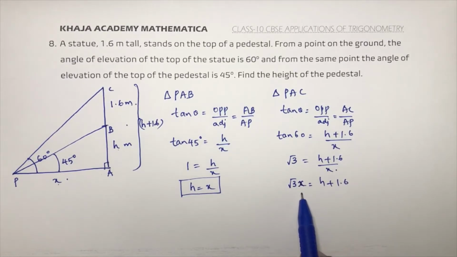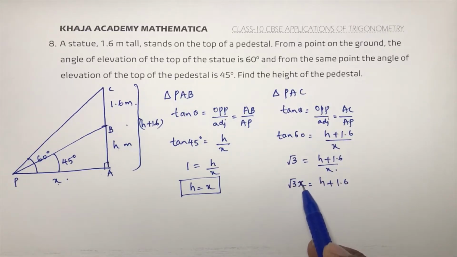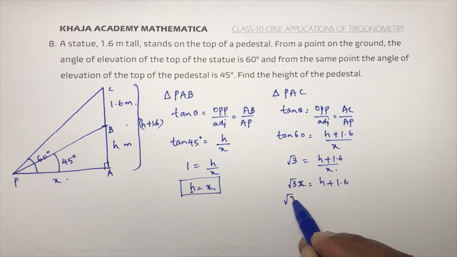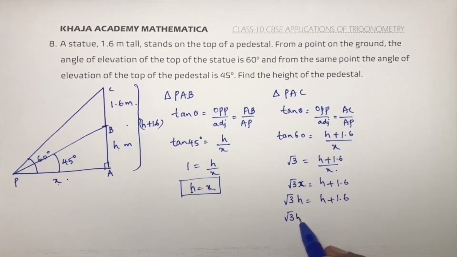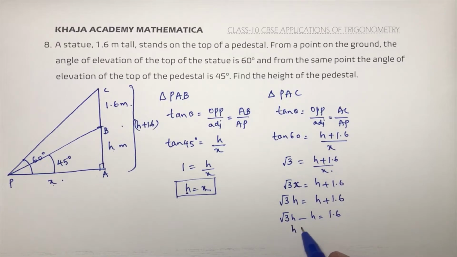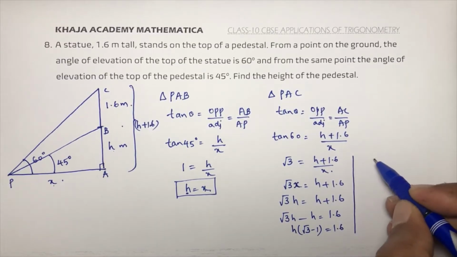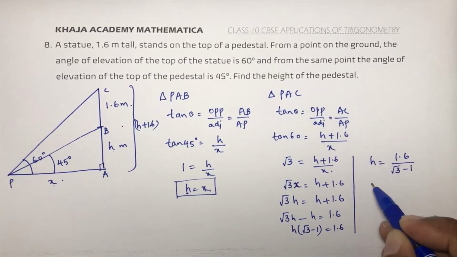Now here we have x, h. So I need to find the height of the pedestal. In place of x I'll substitute h, because h equals x. So root 3h equals h plus 1.6. Root 3h minus h equals 1.6. So here if I take h common, h times root 3 minus 1 equals 1.6. So the next step, h equals 1.6 by root 3 minus 1.